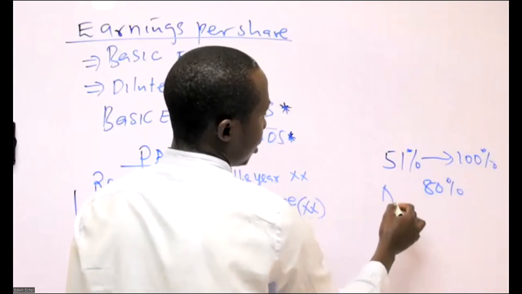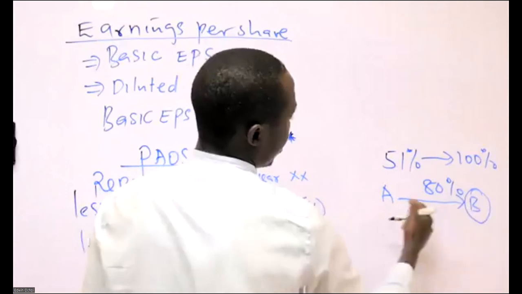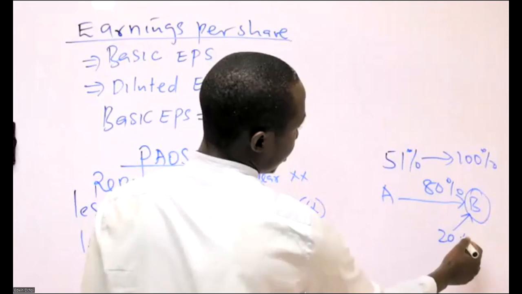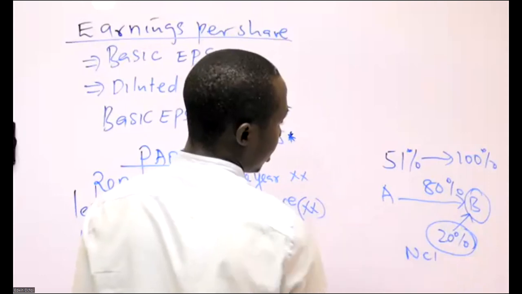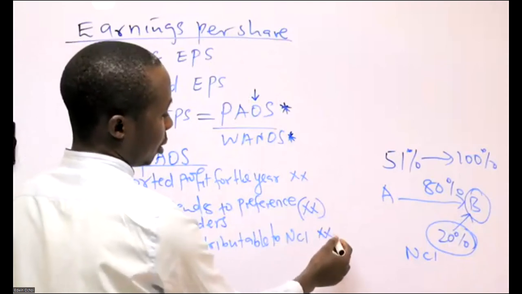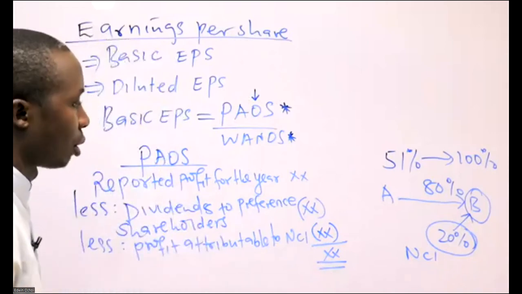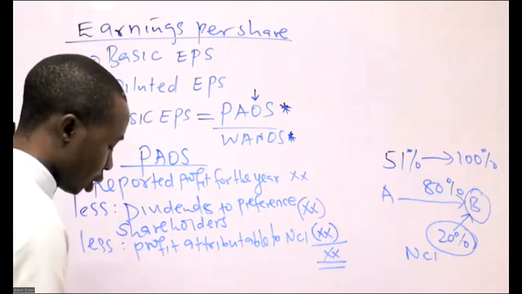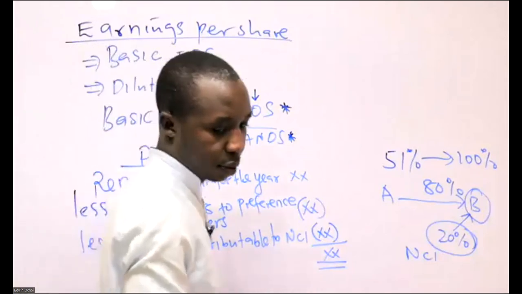A acquired B, 80%. So meaning that B is a subsidiary of A. The percentage which is unacquired here, the 20%, is attributable to the minority shareholders. This is what we call NCI. So the profit attributable to those minority shareholders, you deduct. And that is how you get the profit attributable to ordinary shareholders.